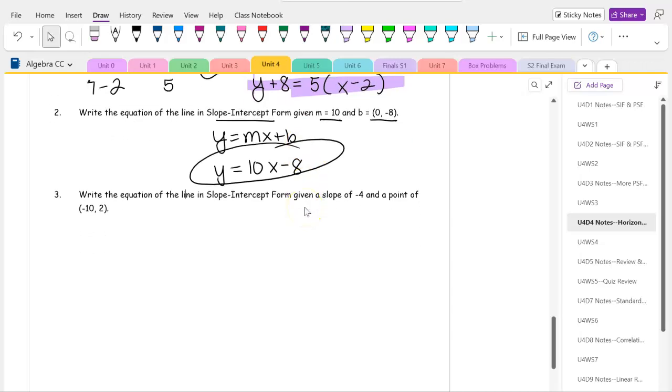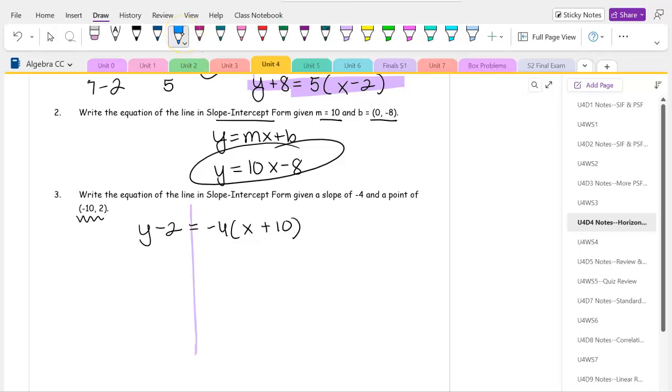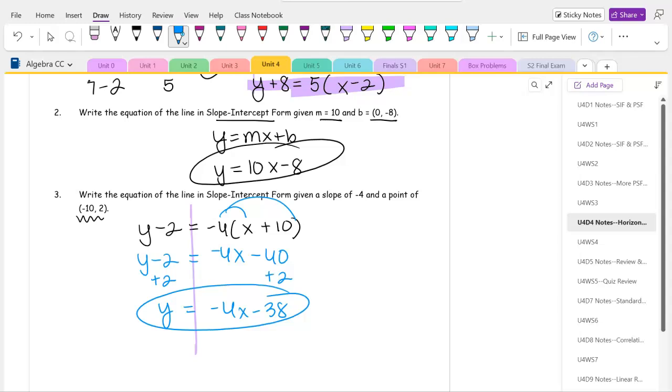All right, and finally, write the equation of the line in slope-intercept form, given a slope of -4 and a point of (-10, 2). Notice that this is not a y-intercept. It does not say 0, so we are going to go ahead and start in point slope. y, the opposite of your y coordinate, equals your slope, x, and the opposite of your x coordinate. And now the most common way to move this to slope-intercept form is to go ahead and distribute. So remember that means multiplication. And then we'll just add our 2 over. And you should get this for your slope-intercept form.